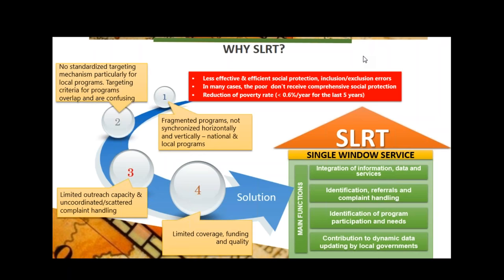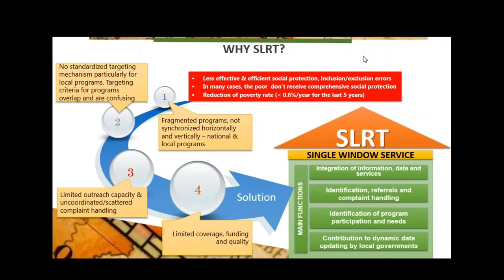PKH, the conditional cash transfer, is better, but it's still low, around 13% in terms of its contribution to the expenditure of the recipient. So facing these challenges, one solution to address it is to build a single window service. In the Indonesian acronym it is SLRT. And this SLRT has been operational since late 2016, and it is under the coordination of the Ministry of Social Affairs in Indonesia.